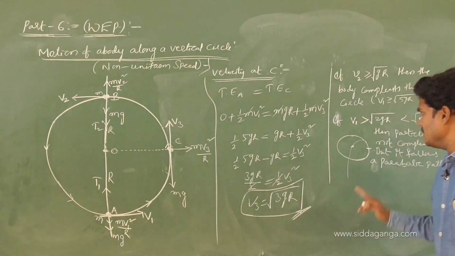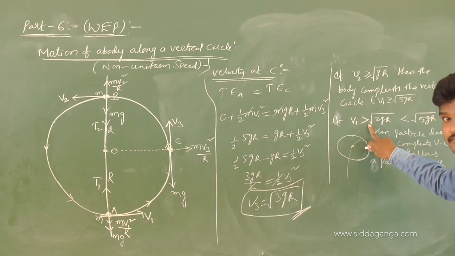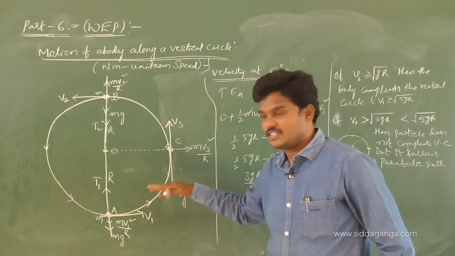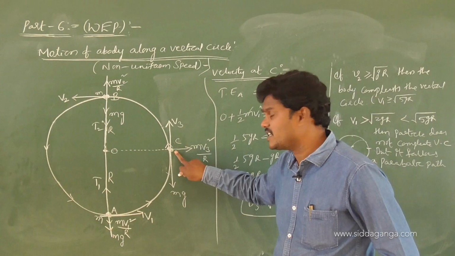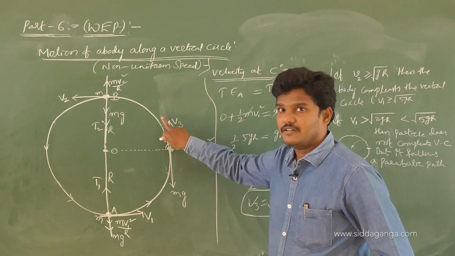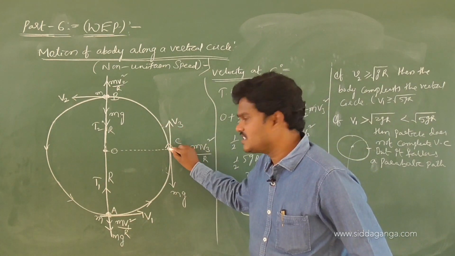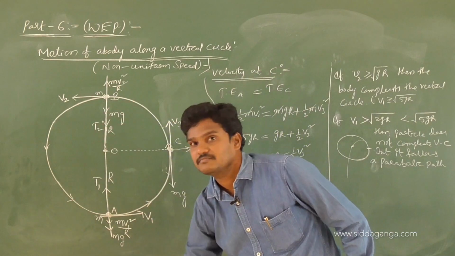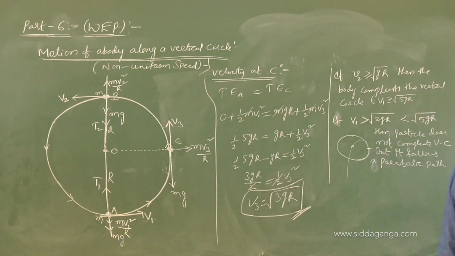Okay, so now I am writing only V1. If V1 is greater than root 2 gr and less than root 5 gr, it means root 3 gr chance is there. Root 3 gr means this particle crosses up to here. At what is the speed here? Root 3 gr. If it is root 4 gr here, but less than root 5 gr, the body reaches C and next it loops like this. It follows some parabolic path. Keep in mind, it follows the parabolic path.